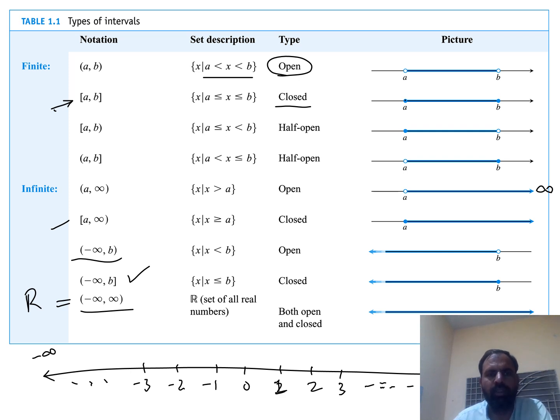We can write the open interval with parentheses, and for a closed interval we have to write it within square brackets. In a closed interval the equality sign is also used, and it shows in the picture that the values a and b, the boundary values, are also involved in this interval.